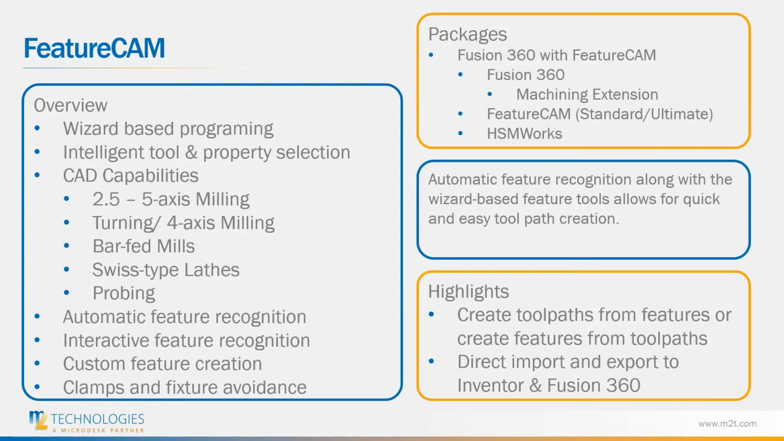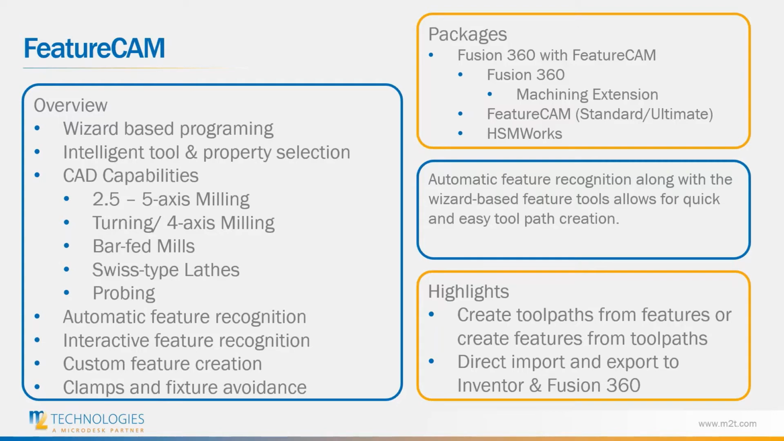So now we're going to get into some of the more specialized CAM programs that Autodesk offers. The first one of which is going to be FeatureCAM. So FeatureCAM is a heavily wizard-based programming system, which means that you're able to walk step by step through your different features as you create the toolpaths for them. It has intelligent tool and property selection, so it is able to make suggestions about different tool use and the different properties you want for the different operations.